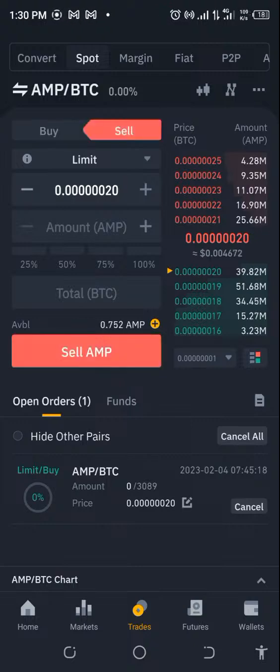Okay, so I'm back again. As you can see here, we have not yet sold our BTC to AMP. What I mean is that we've not been able to buy AMP with our BTC. All right, and this is almost 6 hours.